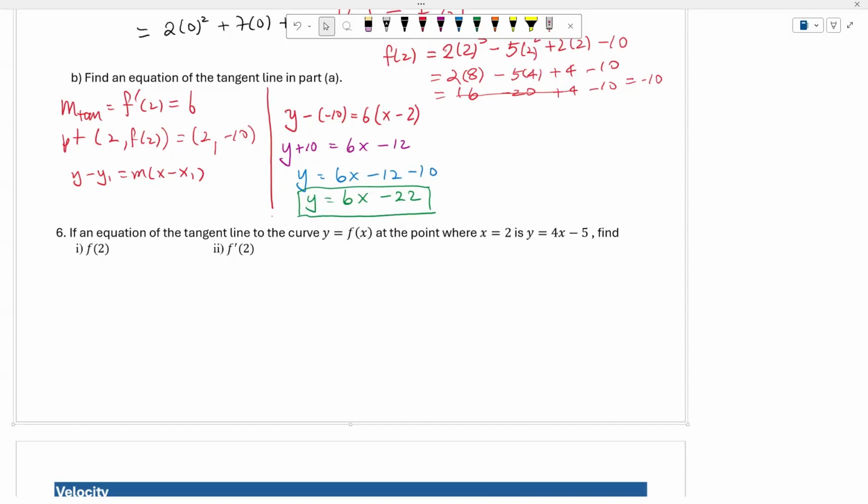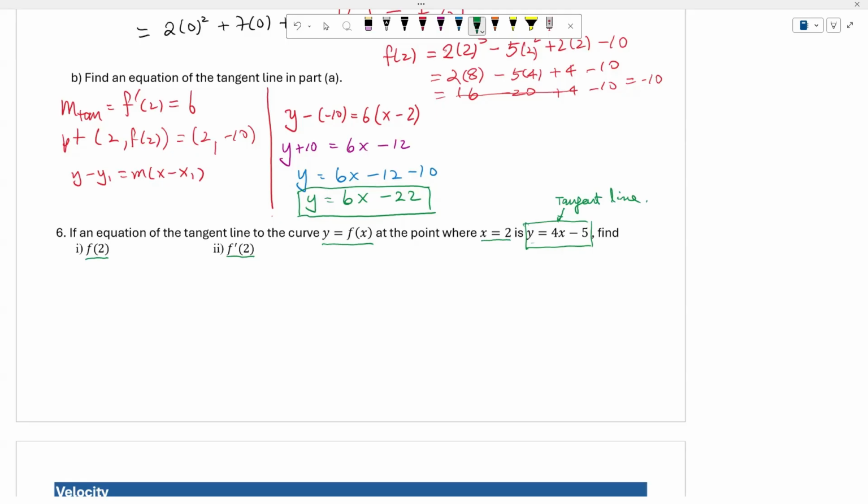For this one, it said that an equation of the tangent line to the curve y equal to f of x at the point where x equal to 2 is y equal to 4x minus 5. Then I hope that when you read the problem, you know that y equal to 4x minus 5 is the tangent line. Okay. And now what I would like to do is find f of 2 and f prime of 2.